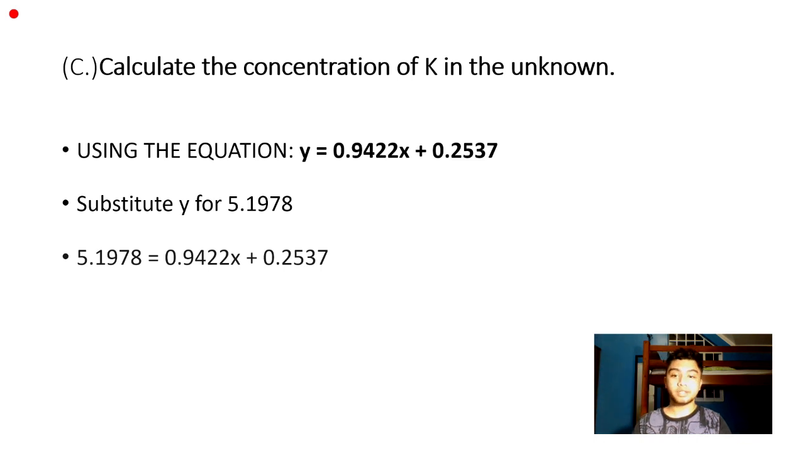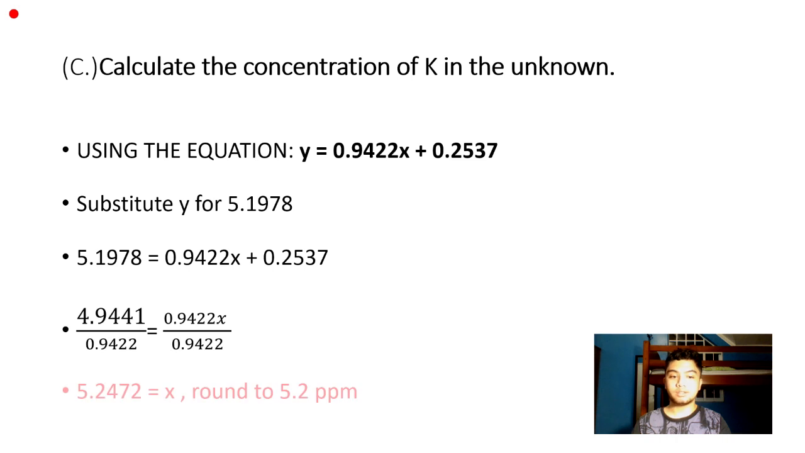Using algebraic methods and transposing values, we get 4.9441 equals 0.9422x. Then dividing both sides by 0.9422, we get 5.2472 equals x, which is rounded to 5.2 ppm. So that is how we get the concentration of K in the unknown using the equation given in the table.